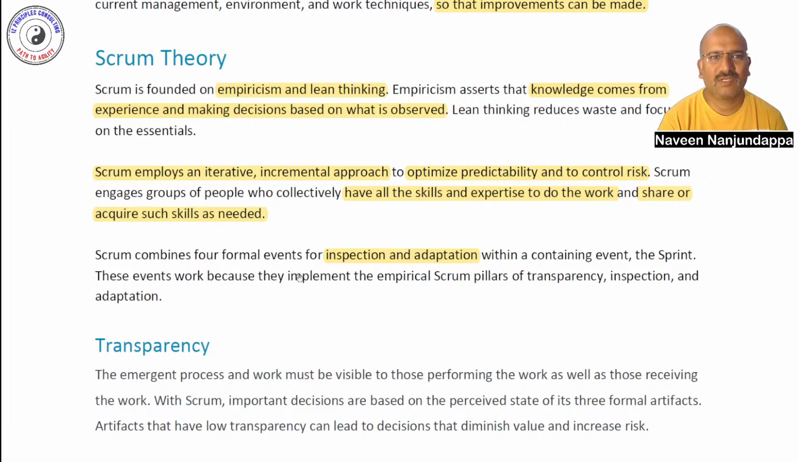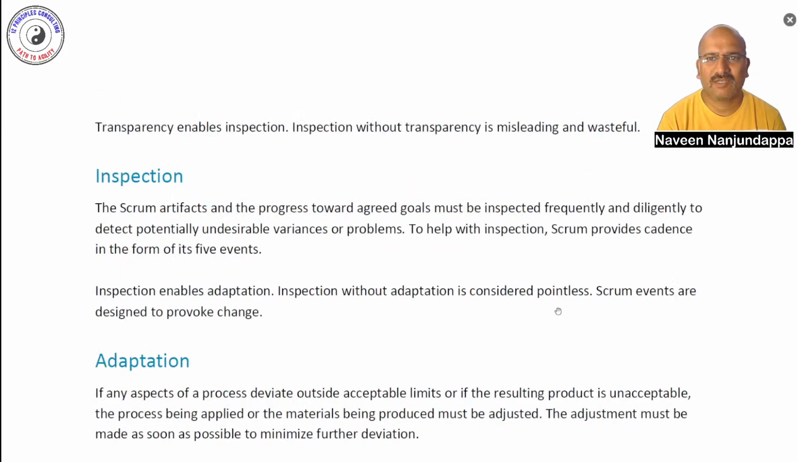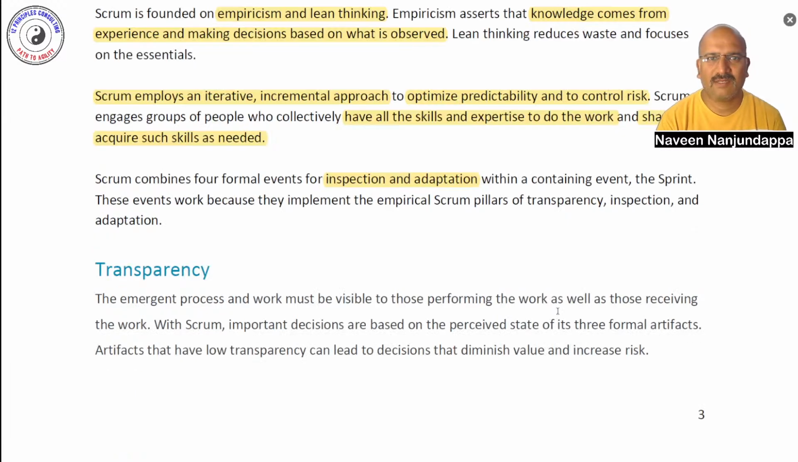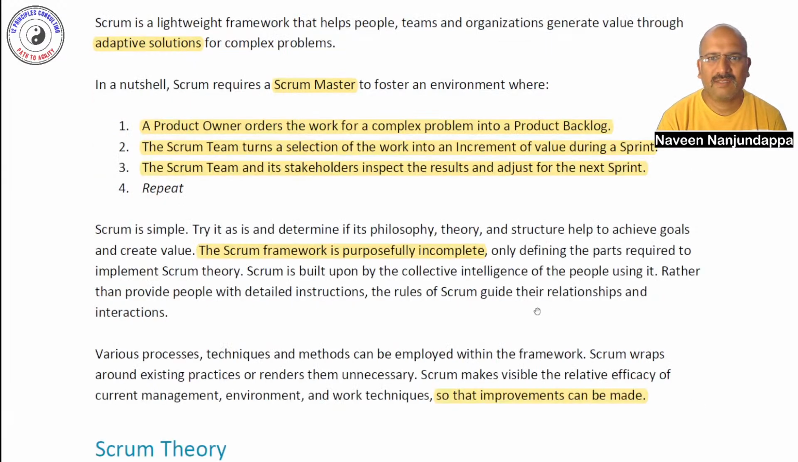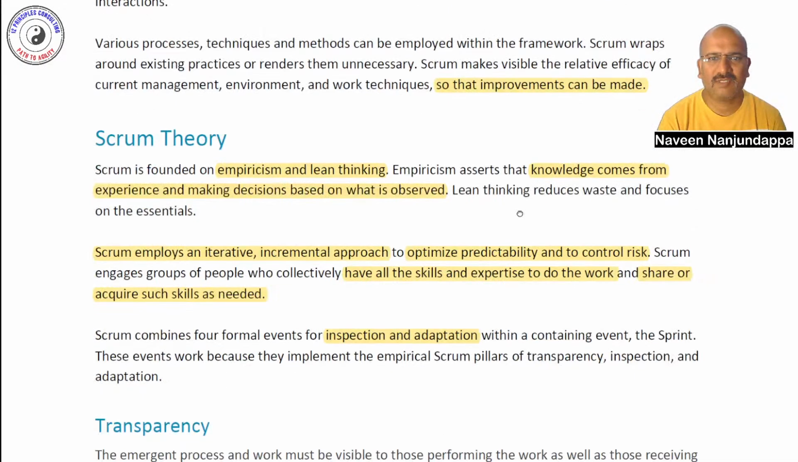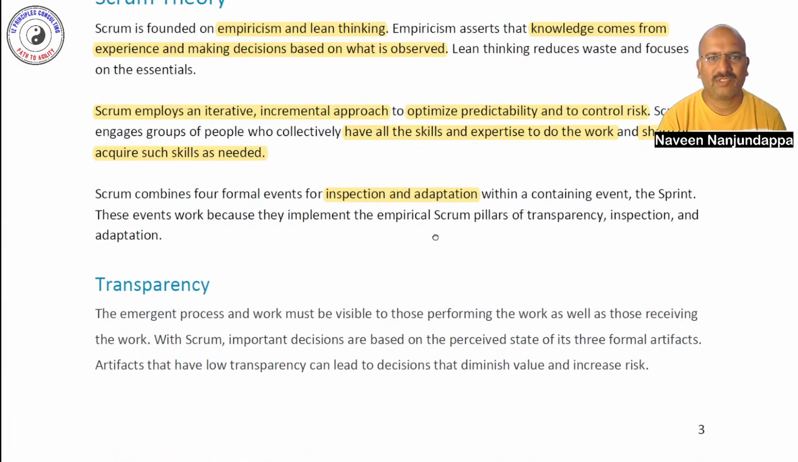These events work because they implement empiricism. These events work because they implement the empirical Scrum pillars of transparency, inspection, and adaptation. So those are the 3 pillars of Scrum and the empirical process.